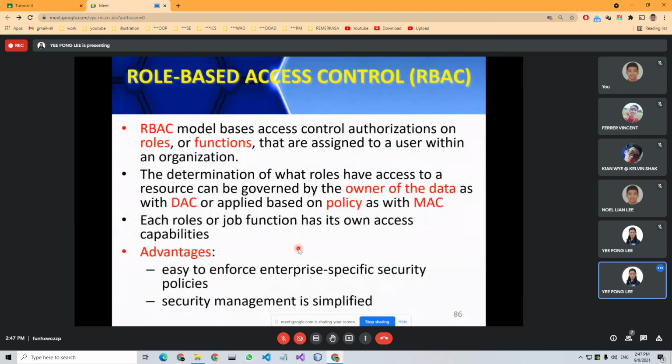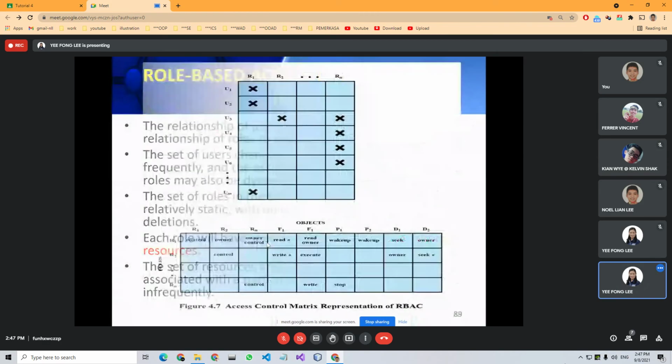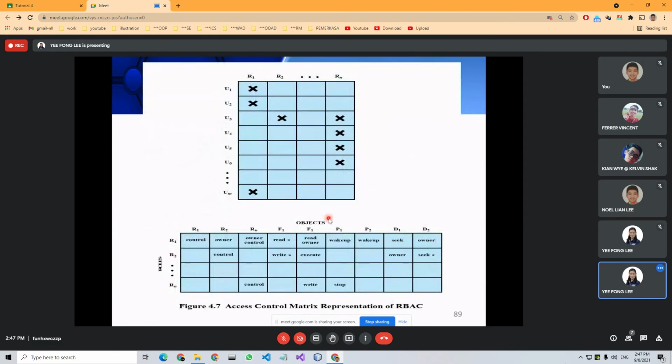Okay, same thing, explaining the role-based access control. The relationship could be many to many. Okay, one to many, many to many. Shown in a matrix representation here. Use the access matrix to show the key elements in the role-based system.